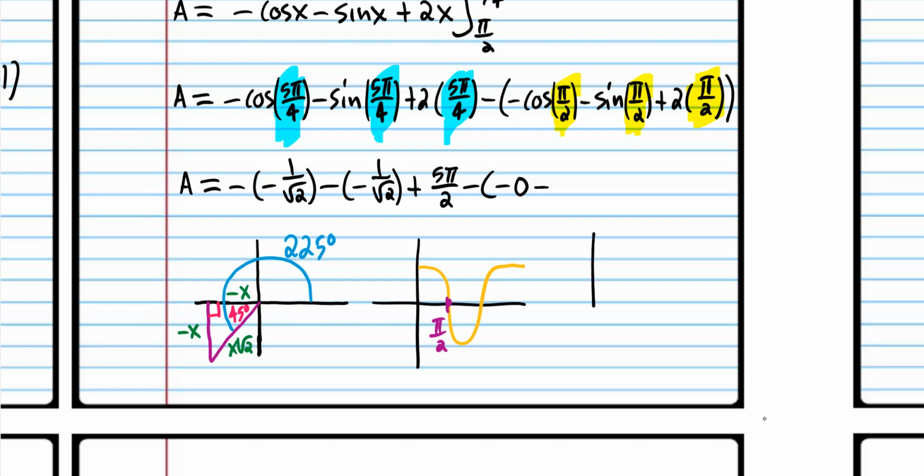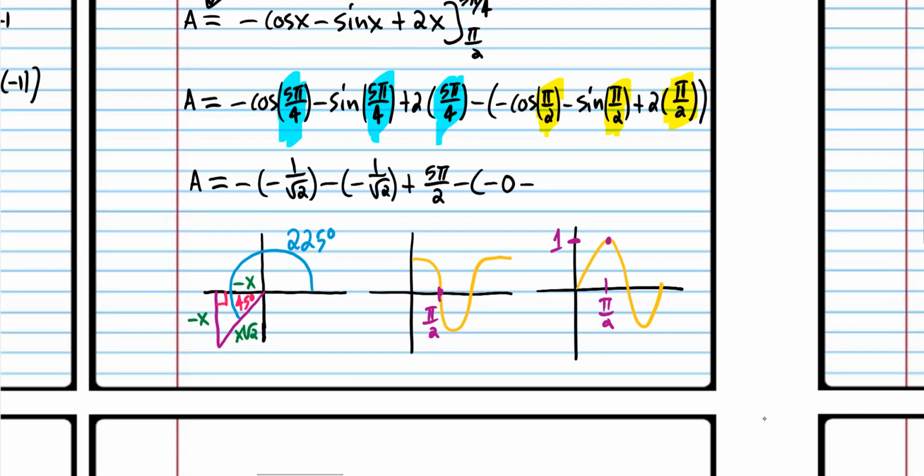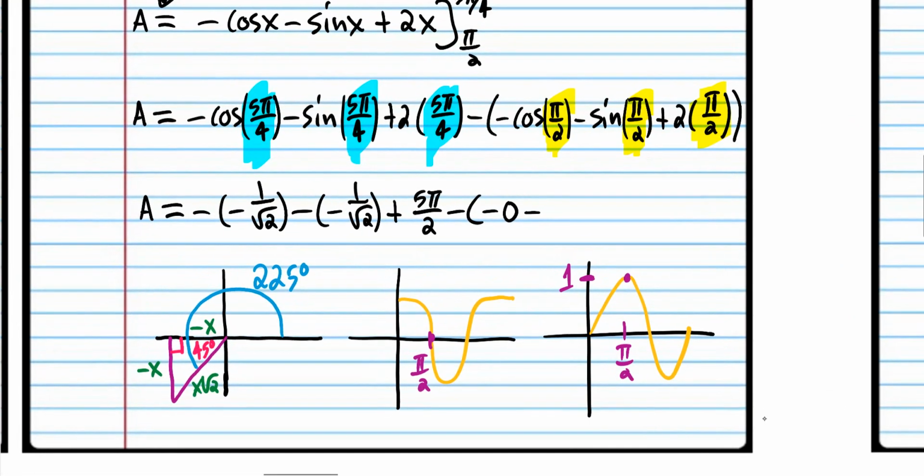Now sine, we need to write the graph for sine, and you can see when the angle is pi over 2, the y value of this point up here is actually 1. So sine pi over 2 is actually 1. We multiply these, we get pi.